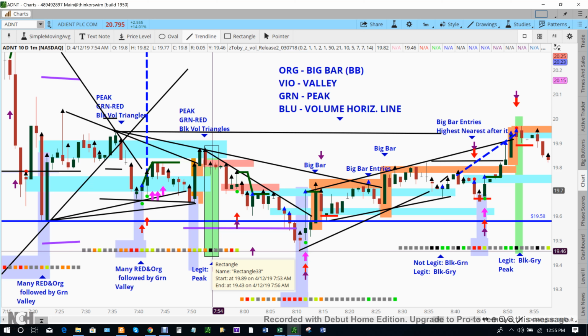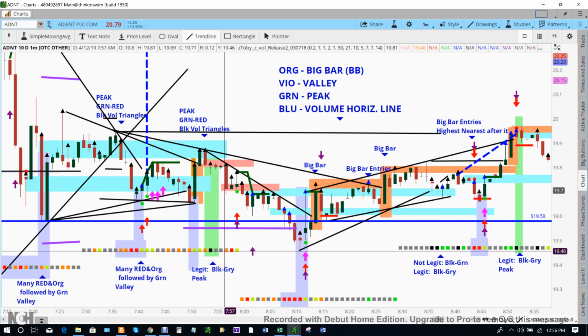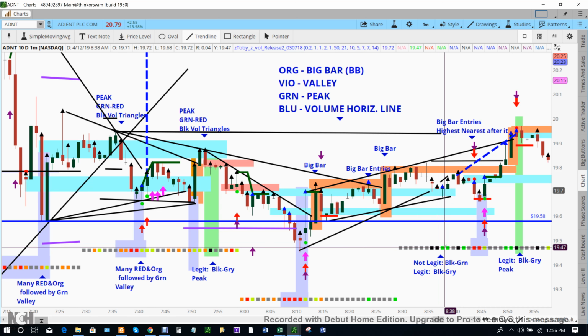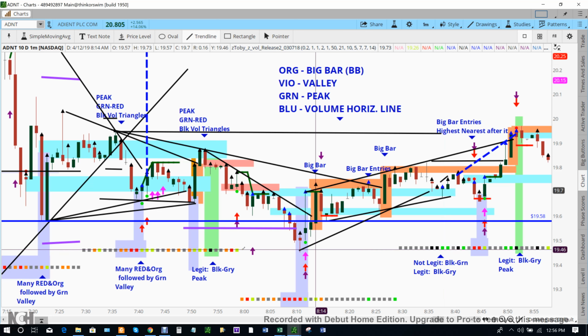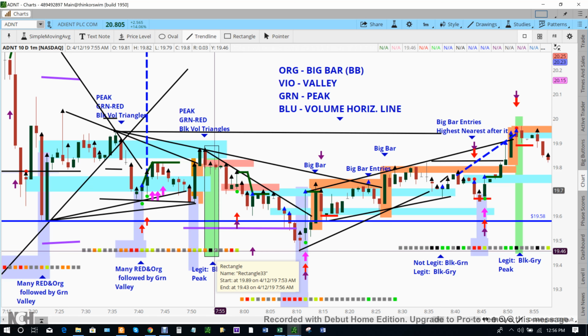If you have a black square and a green square, like over here, that would not be legitimate, because green means it's going up and black means you're at the top, so it doesn't make sense. So this is not legitimate. But if you have black and just about anything else, black and gray, black and red, black and orange, then that's a legitimate peak, or at least a long flat line.